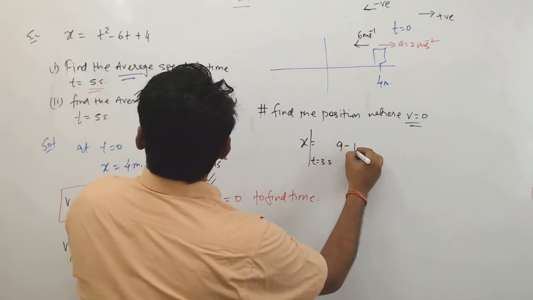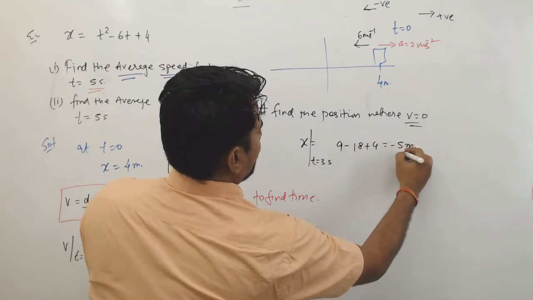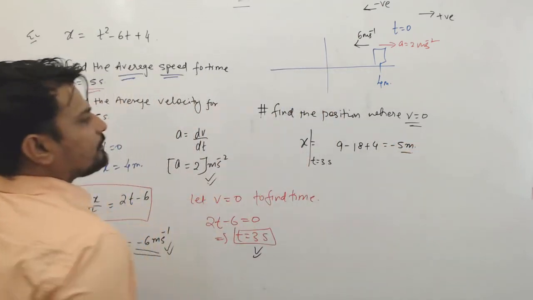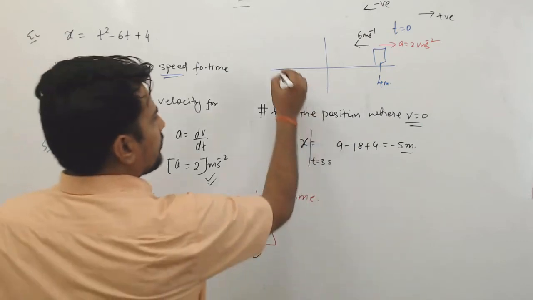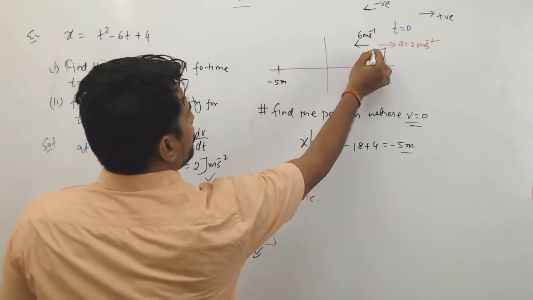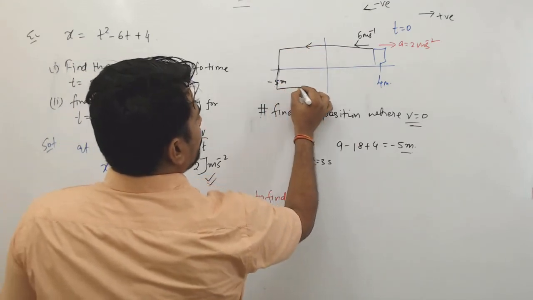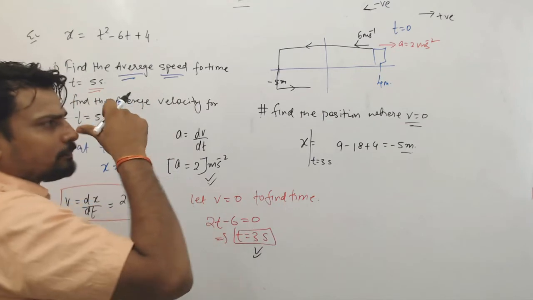That should be how much? 9 minus 18 plus 4. कितना हो गया? Minus 5. It means towards left. Minus 5 इधर की. So let's suppose this is minus 5. The body would come to this place. It will come to rest. It will move for the remaining 2 seconds.